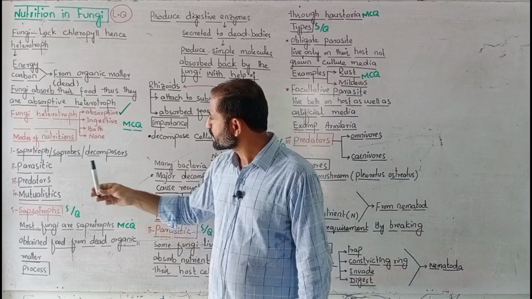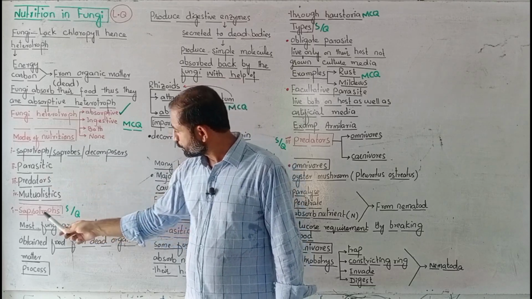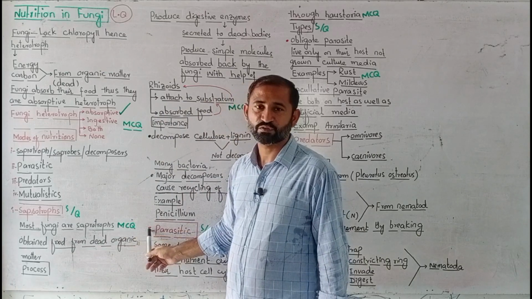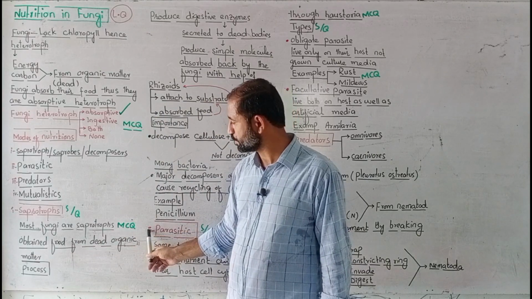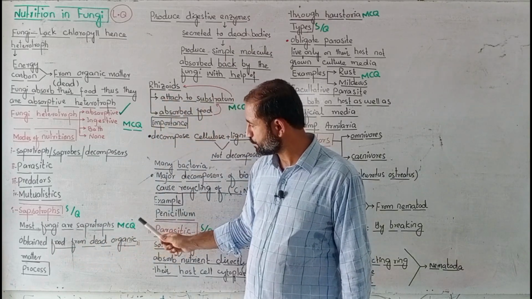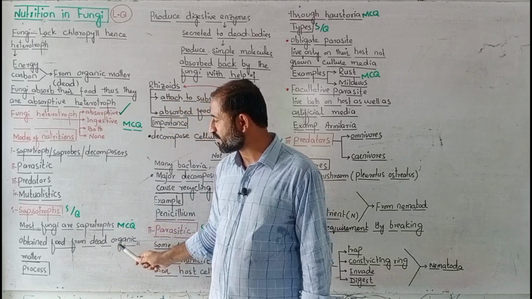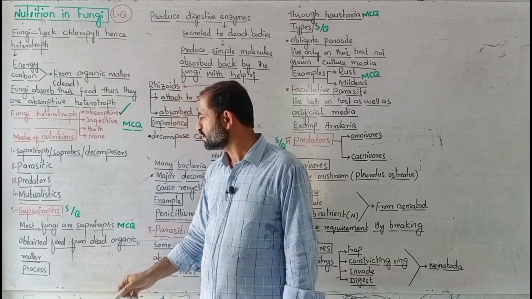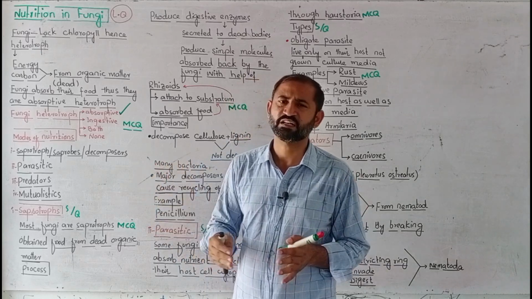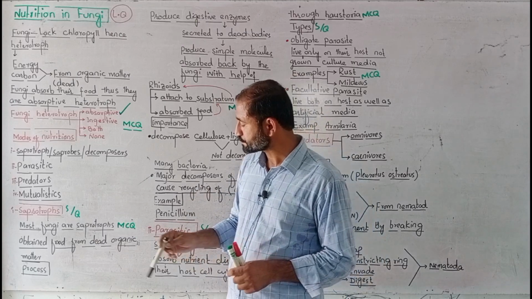So first one is saprotrophs, saprobes and decomposers. Most fungi are saprotrophs. This one is an MCQ. Mark in your book that this is an MCQ, that most fungi are saprotrophs. Number two, they obtain food from dead organic matter. And what is the process? Now you have to make small headings that make your answer easy, and it will also make it easy for your examiner to check.